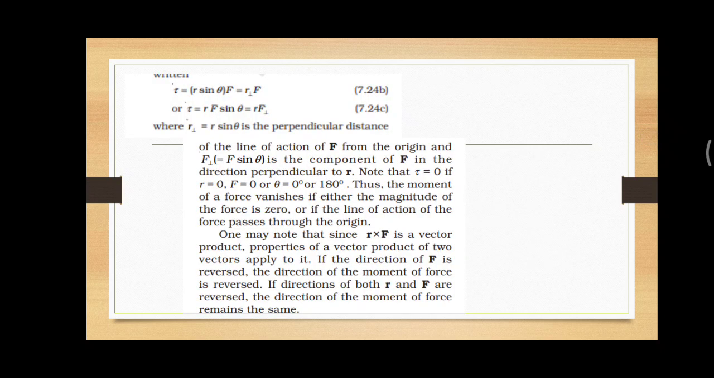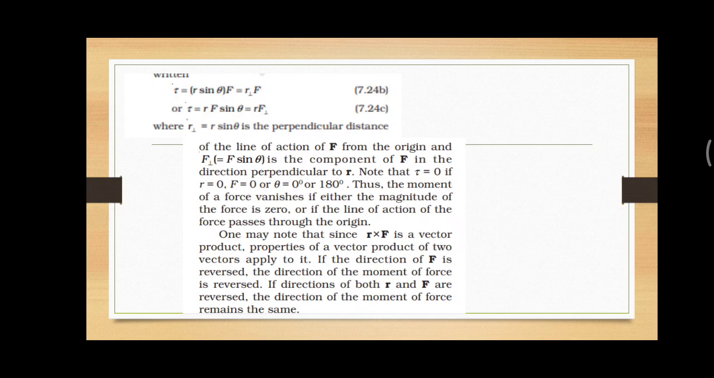In the same way, r perpendicular, that is r sin theta, is the perpendicular distance. Likewise, you can write tau as r F sin theta, where F sin theta is F perpendicular. And this F perpendicular is the component of force in the direction perpendicular to r. So, the component of the force which is perpendicular to the position vector is F sin theta.